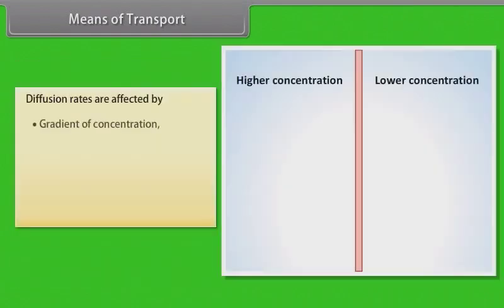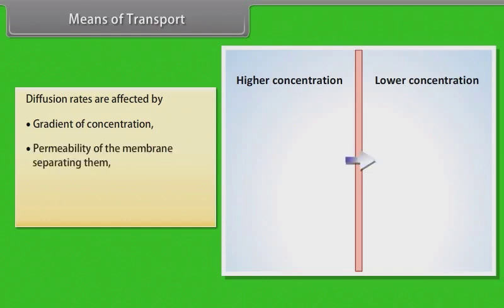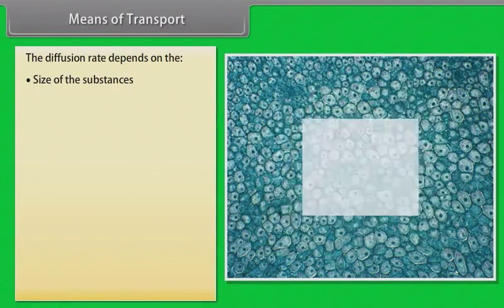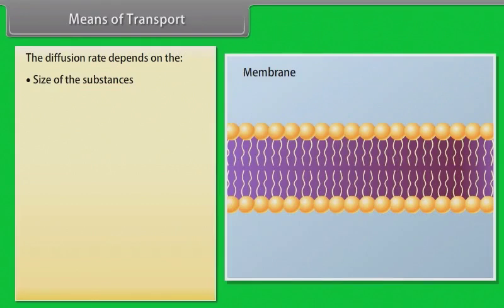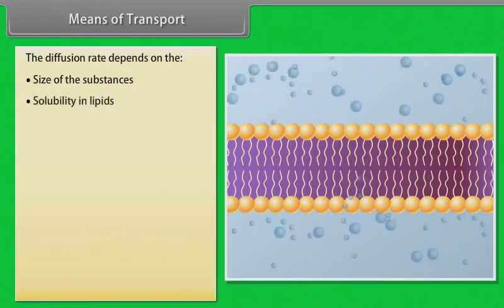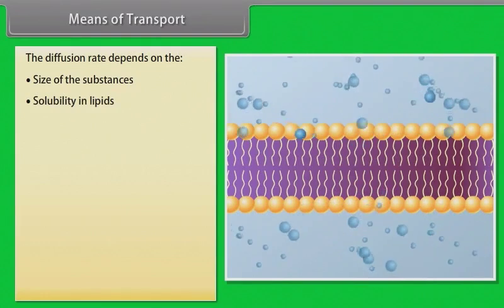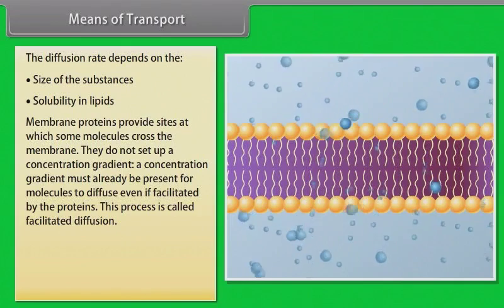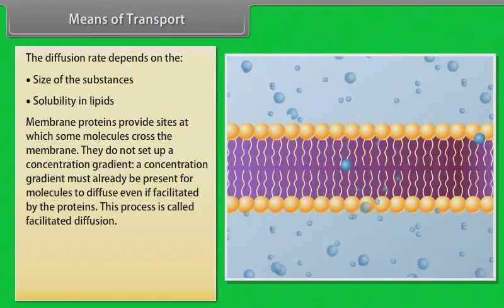Diffusion rates are affected by the gradient of concentration, the permeability of the membrane separating them, temperature, and pressure. The diffusion rate depends on the size of the substances. Obviously, smaller substances diffuse faster. The diffusion of any substance across a membrane also depends on its solubility in lipids, the major constituent of the membrane. Membrane proteins provide sites at which some molecules cross the membrane.